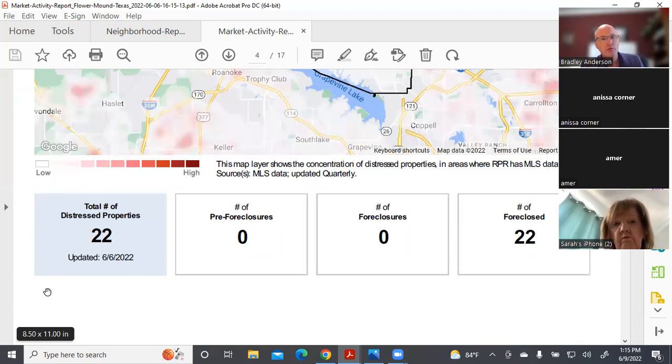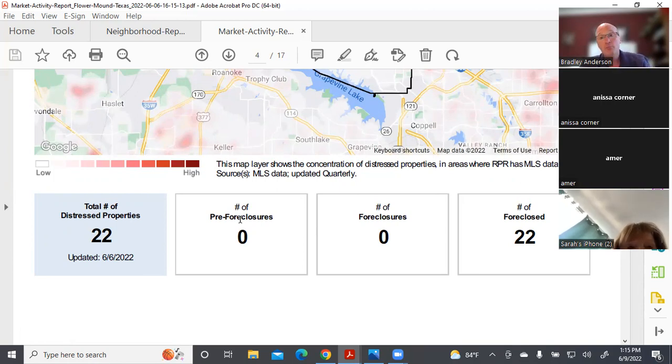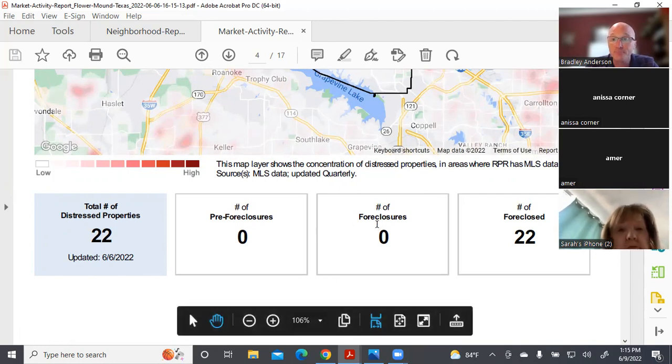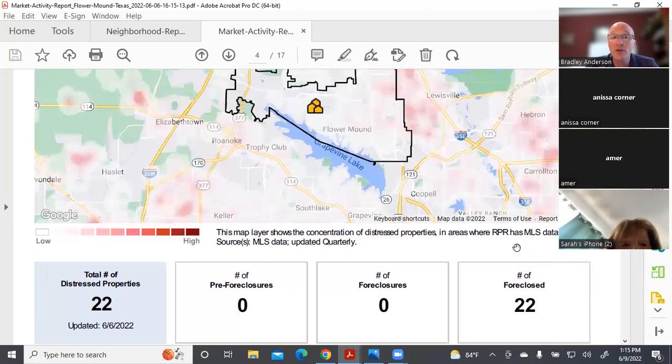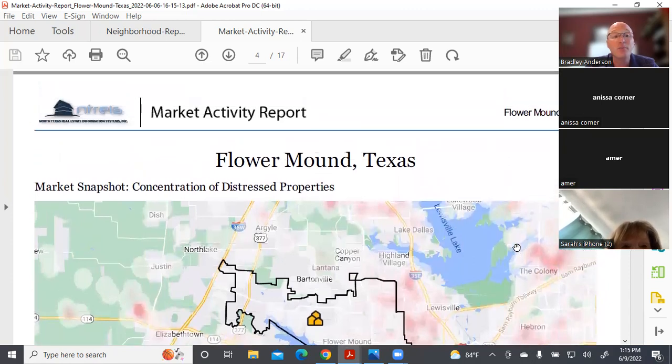So to put numbers to what I just said, how many distressed properties were there in the town of Flower Mound? Well, there are no pre-foreclosures. So what's a pre-foreclosure? A person has been behind in their mortgage payment by 3 months or more. Okay, there are none of those. Number of foreclosures in process, none. Number of homes that were foreclosed on, 22. Okay, that is nothing.